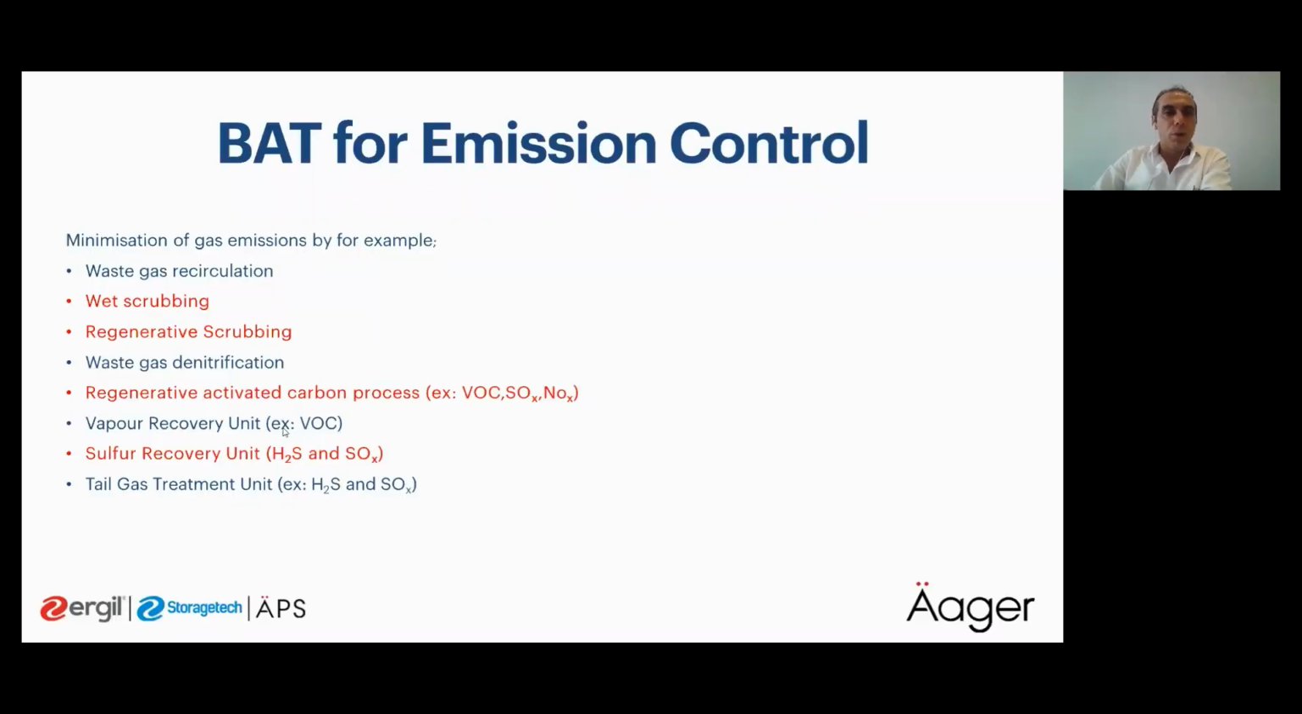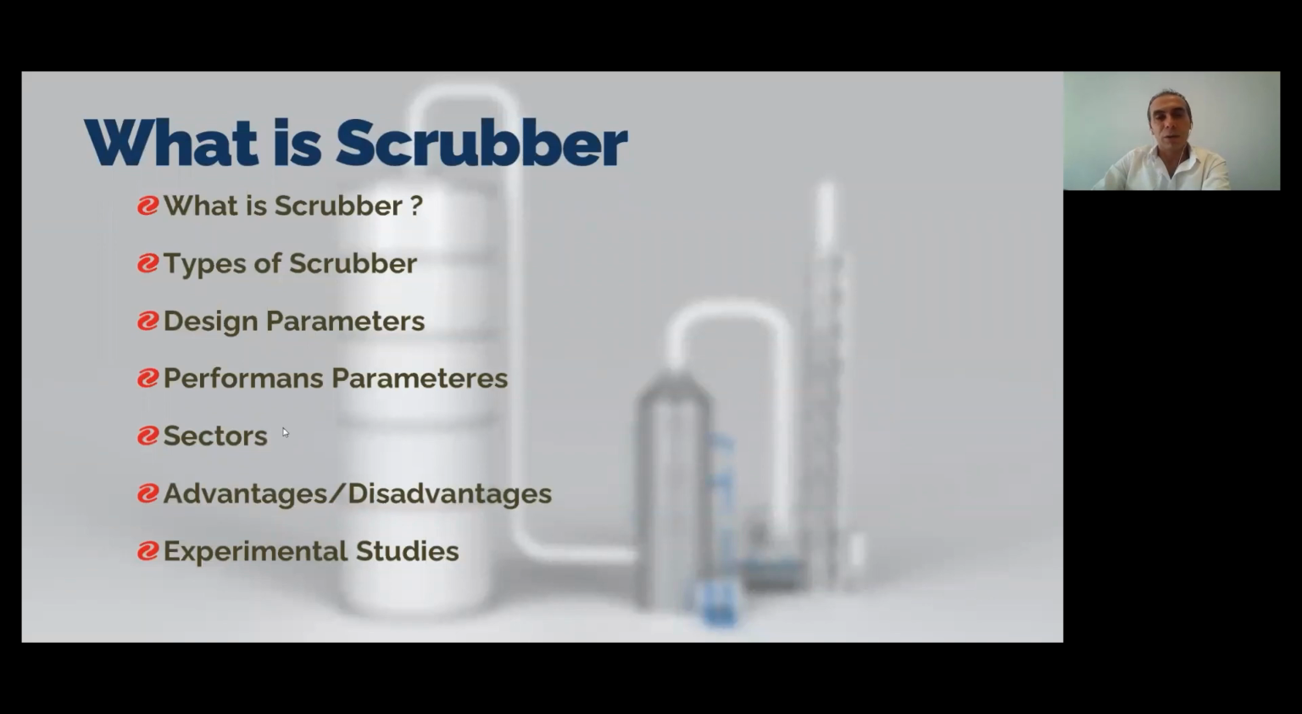These are the pollutants and which technology is best for now. Also, I will explain what a scrubber is, and maybe according to your questions, I will explain the design and the performance parameters, and which sectors are using which kind of scrubbers. I will give some samples again, and the advantages and disadvantages, such as which kind of scrubber can be used for dust, and lastly I will give some experimental studies.